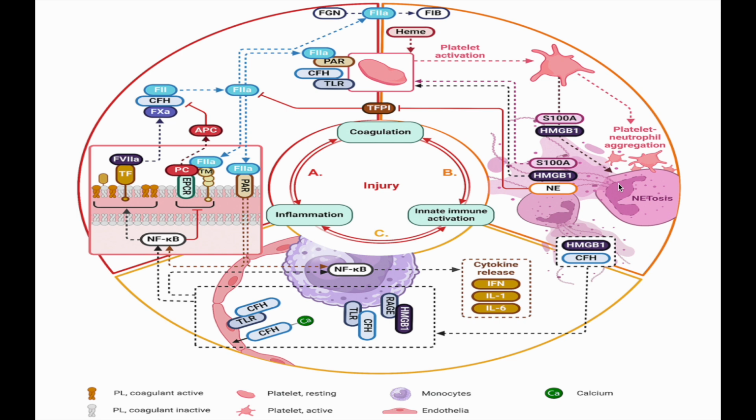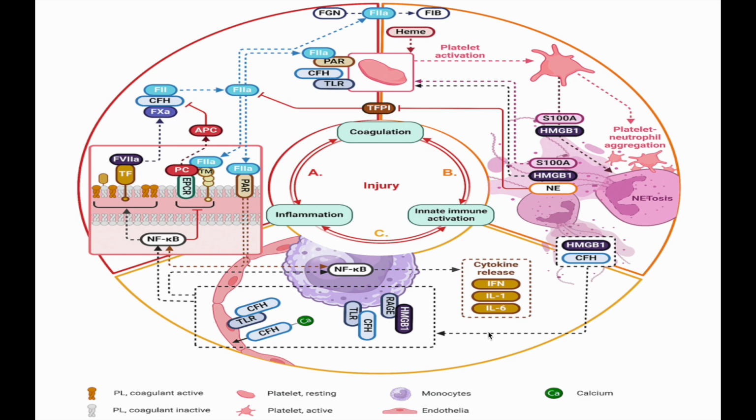Next is inflammation and immune activation. The DAMPs released during NETosis activate the endothelial cells and monocytes, leading to capillary leak and release of inflammatory cytokines. So you can see the cytokines are released. This amplifies the immune response and further promotes coagulation by exposing the subendothelial tissue factor and inducing monocyte tissue factor expression.